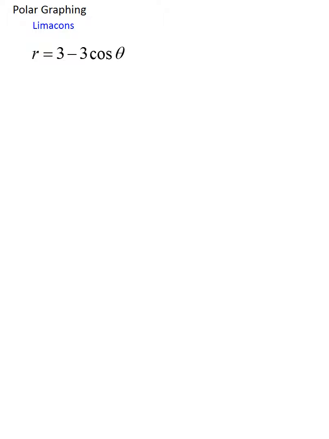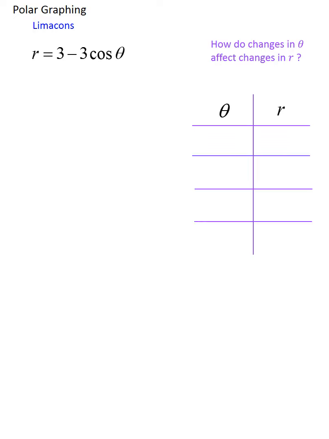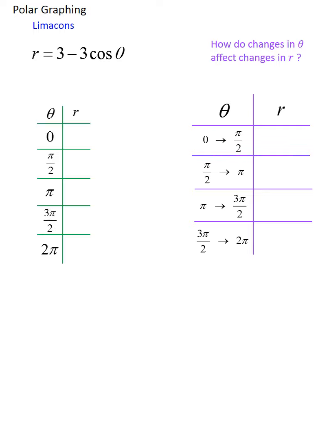Here's our next equation. We want to ask ourselves the same question: how do changes in r affect the changes in theta? Again, the best way to do that is to look at quadrant 1, 2, 3, and 4 and see what's happening to r values in each case. The best way to do that is to know the value of r at all the quadrantal angles. Again, that means angles that aren't in a quadrant.